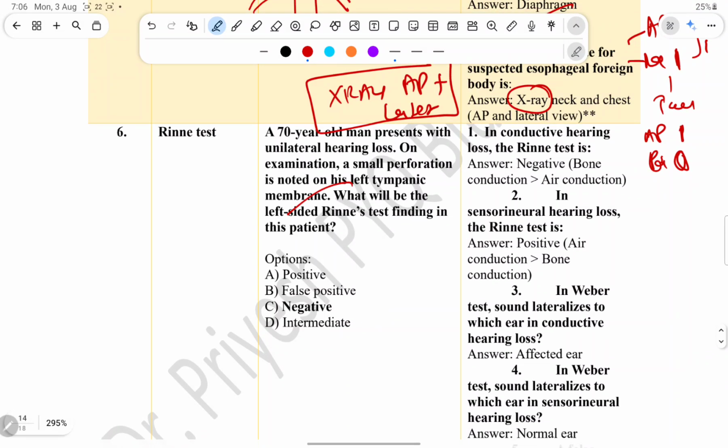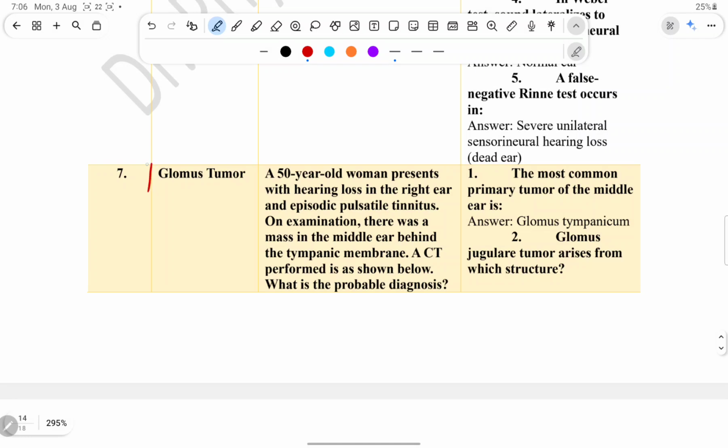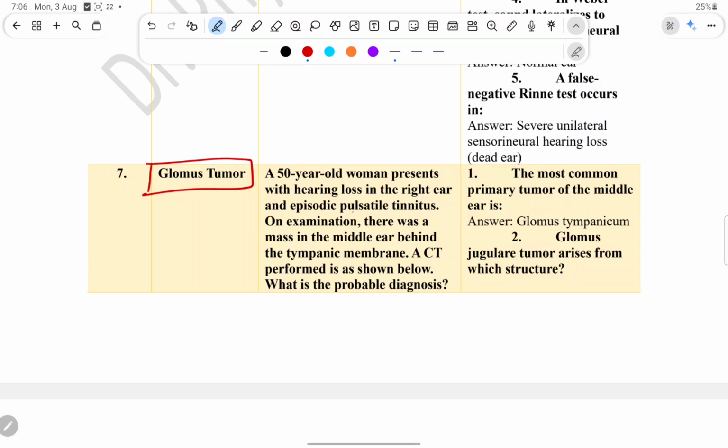Next is Rinne's test. Again, Rinne's test we have covered previously. Glomus tumor is an important tumor. A 50-year-old man presents with hearing loss in the right ear and episodic pulsatile tinnitus. On examination, there was a... sorry for the disturbance. Here, glomus tumor.